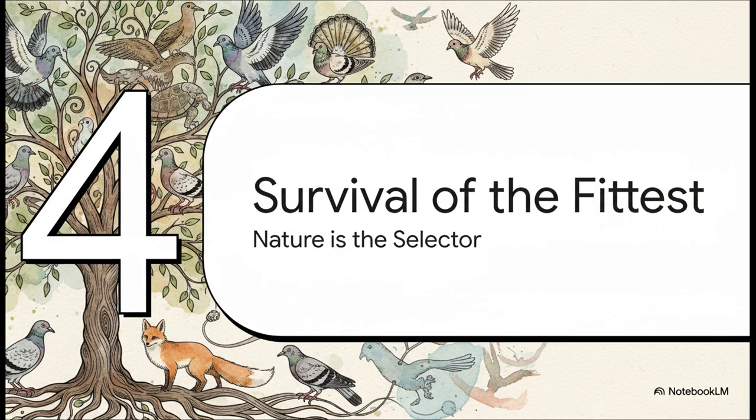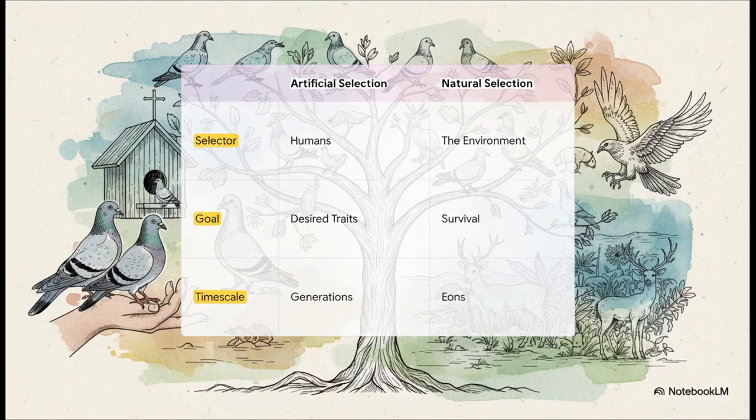So you take that desperate struggle for existence, and you add in all that natural random variation, and what do you get? You get Darwin's central mechanism. Nature itself becomes the selector. And this chart just lays it out perfectly.